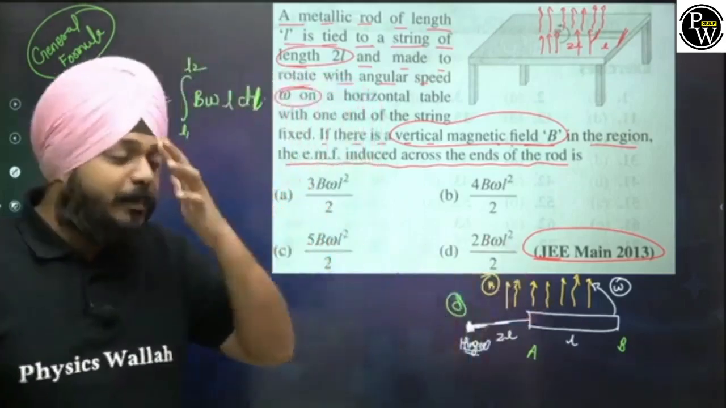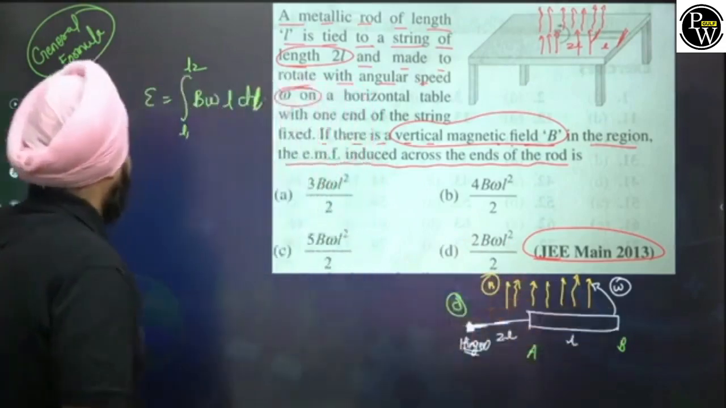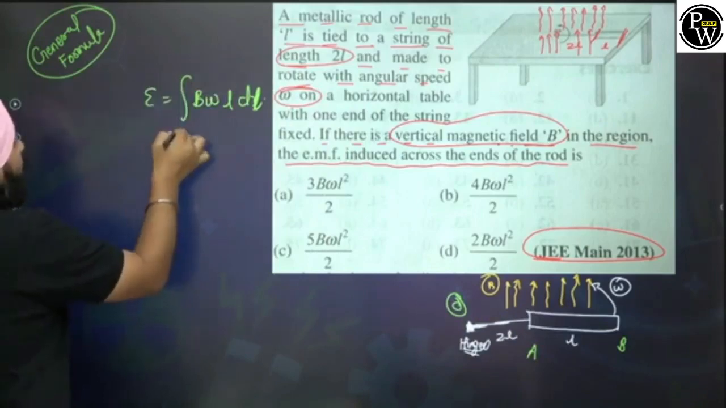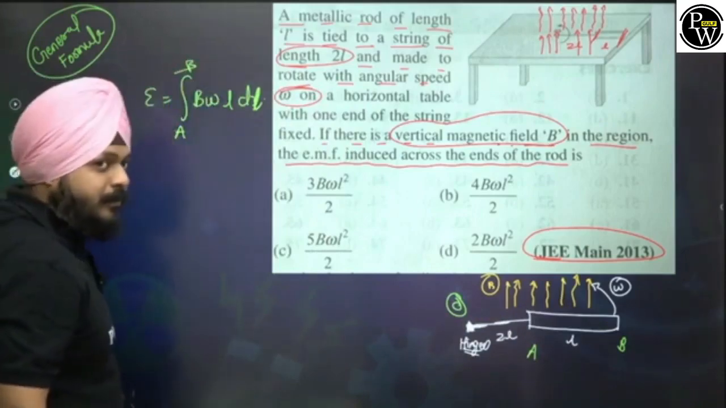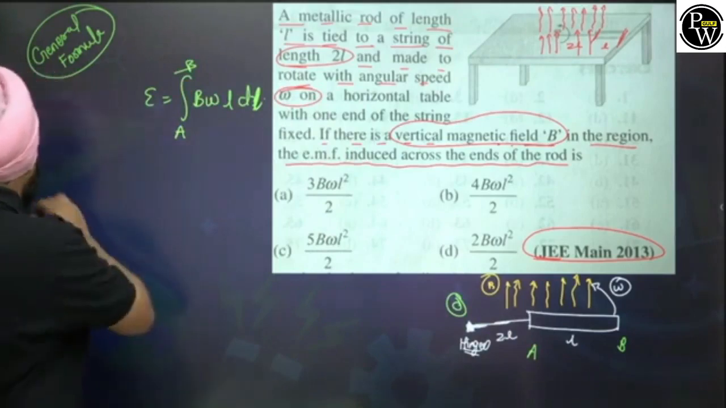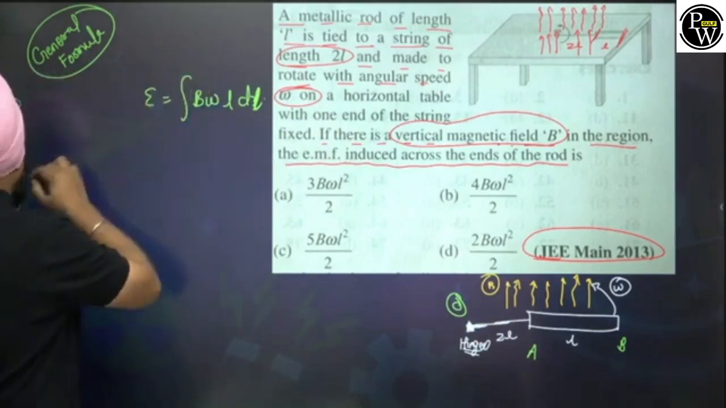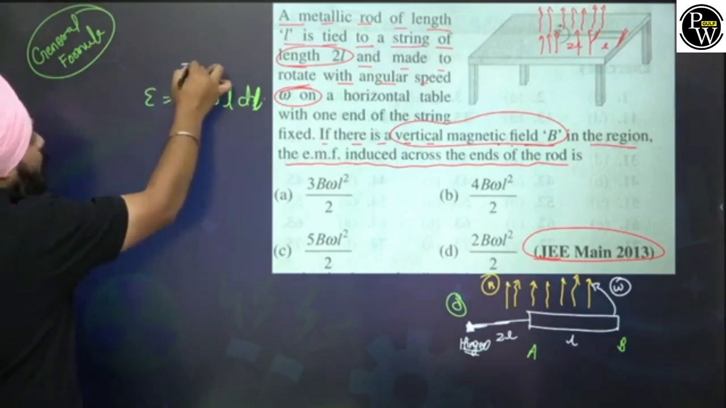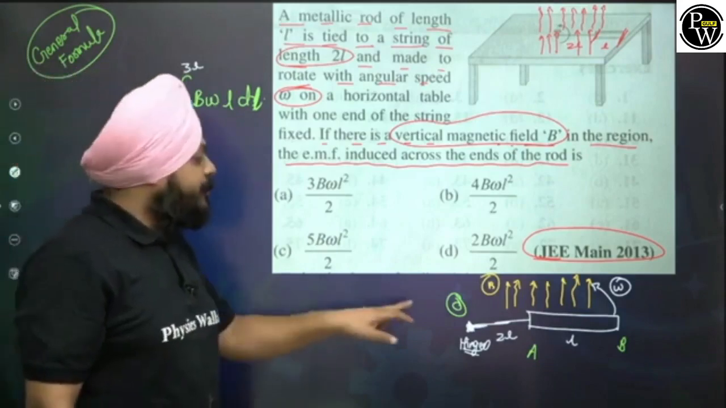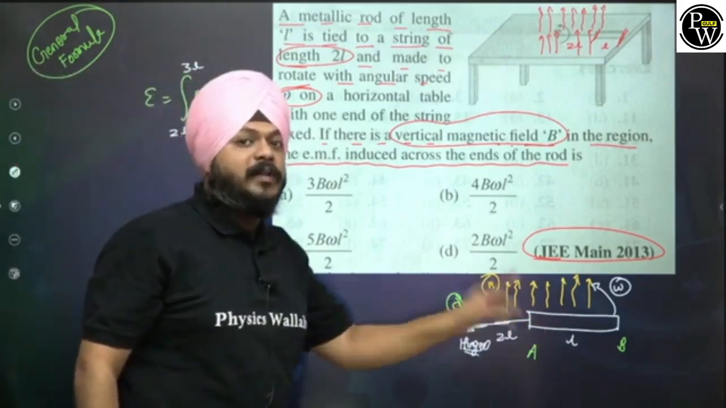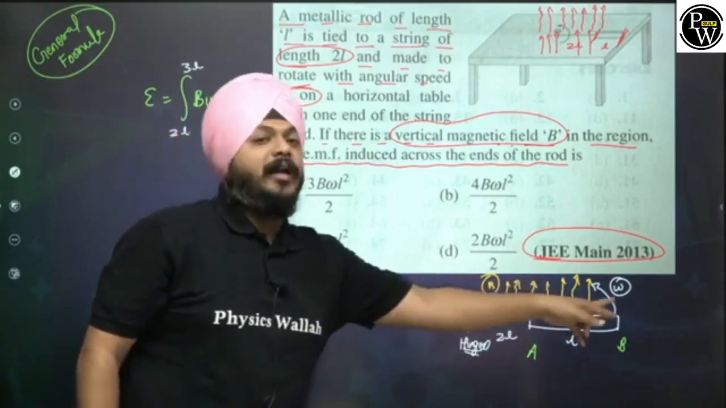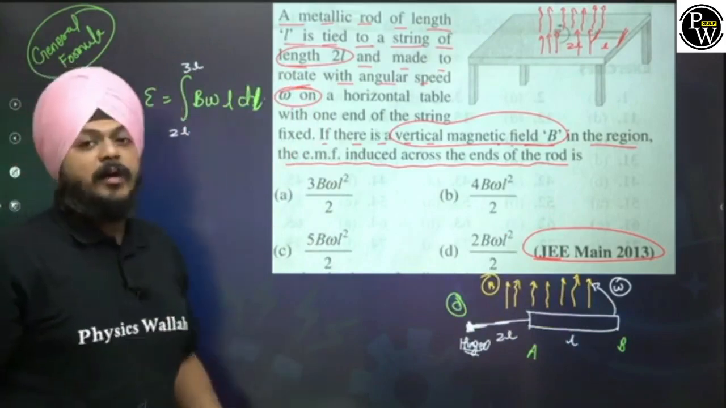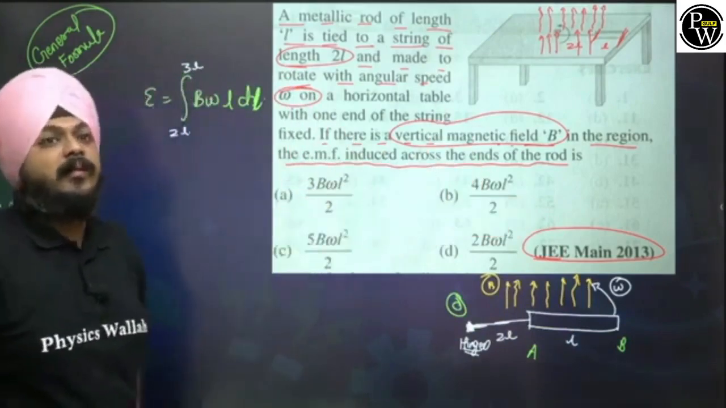Now we need to calculate the potential difference between the points A and B. So it means L1 and L2 are going to be replaced by A and B. So can I say the limits will be from 2L to 3L? With respect to 0, the first edge of the rod is at 2L, and the second edge of the rod is at 3L. So whatever limits of integration we are placing, it is between 2L and 3L.